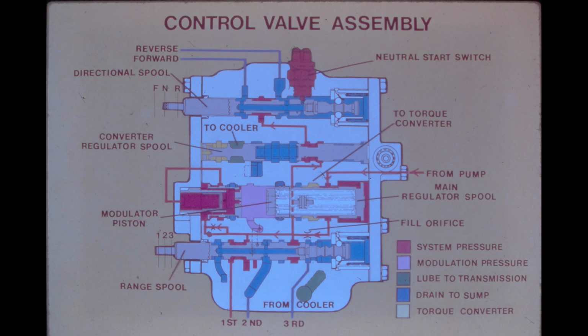The range spool is shown at the bottom of the valve. It is shown in the first speed position, and oil has already filled the clutch pack. The springs behind the modulator piston are at full compression.